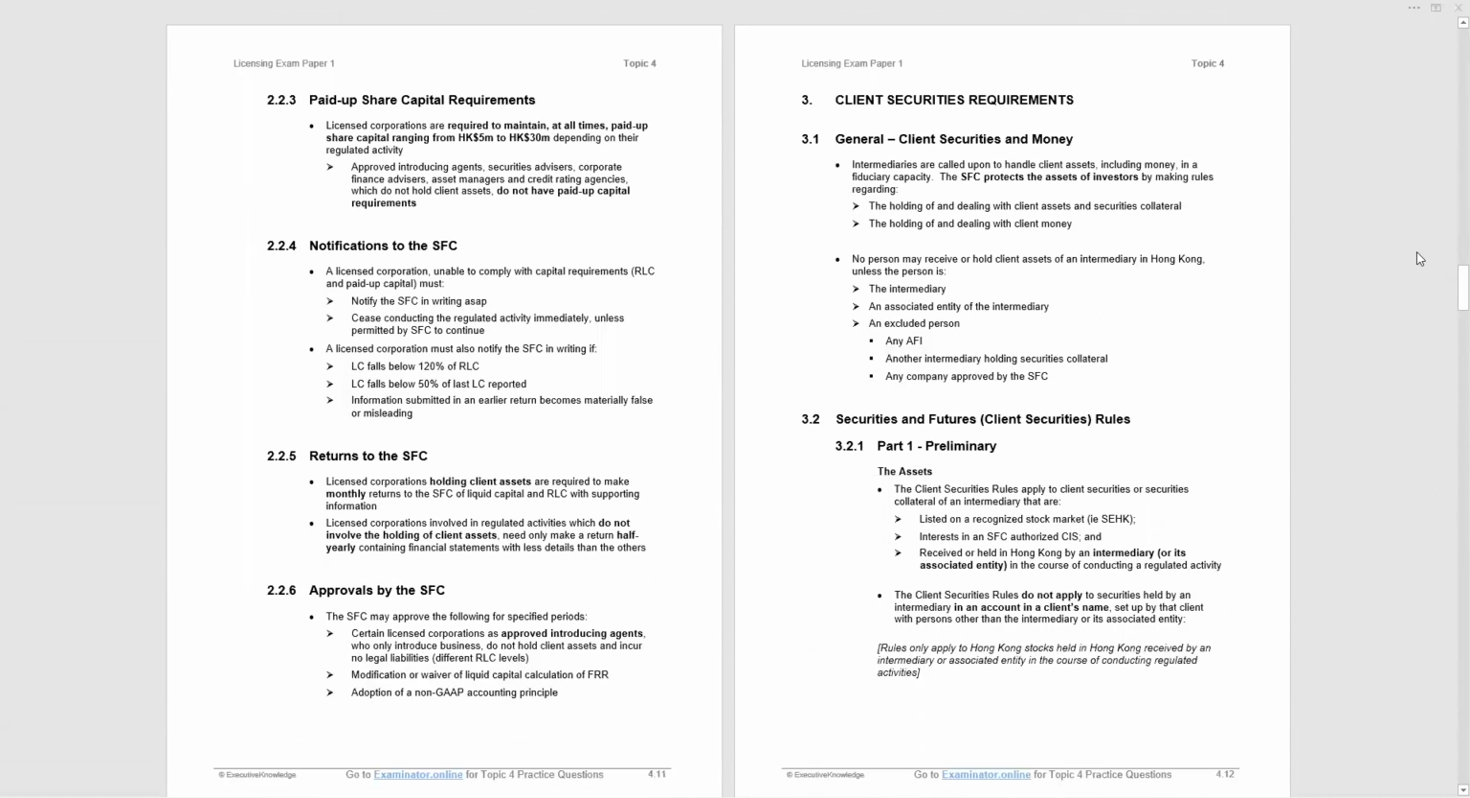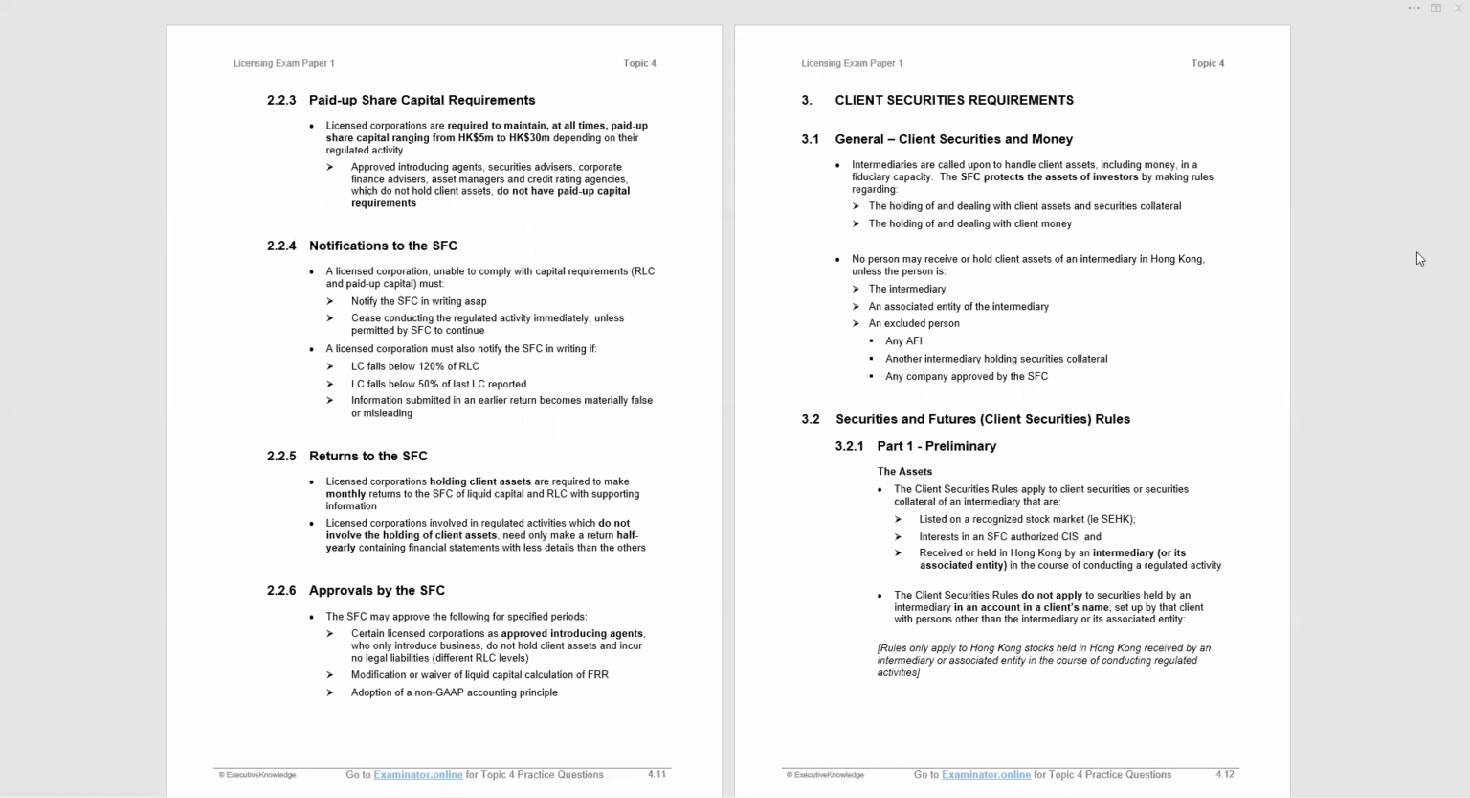What about paid up share capital? Do they have requirements? If you hold client assets, yes. And the paid up share capital ranges between 5 million and 30 million. Again, at paper 1, we don't have to worry about that detail. But I would be aware of those who do not have paid up capital requirements. And in the sub-bullet point, we're told, approved introducing agents, securities advisors, corporate finance advisors, asset management, credit rating agencies. What they all have in common is they do not hold client assets. In that case, they do not have any paid up capital requirements.